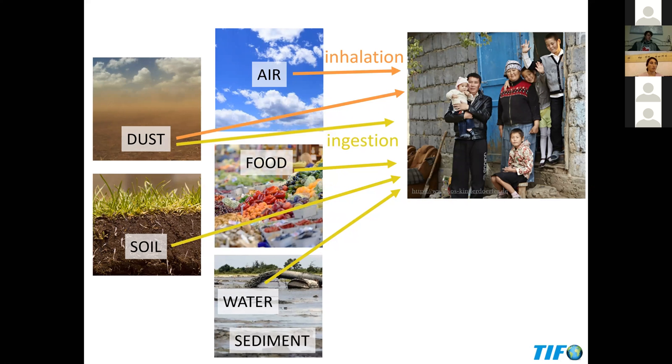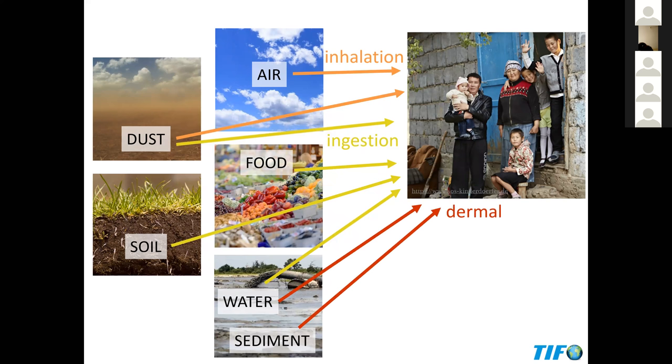There's a whole bunch of equations to figure out how much soil and dust kids eat every day, and it varies in different settings. But this is a very important exposure pathway in the Nigeria example that I'm going to show you in a little bit. So I wanted to highlight that here. And then a third pathway we can consider is dermal absorption. That tends to not be as prevalent at these types of sites, but it can be an issue with certain types of contaminants.